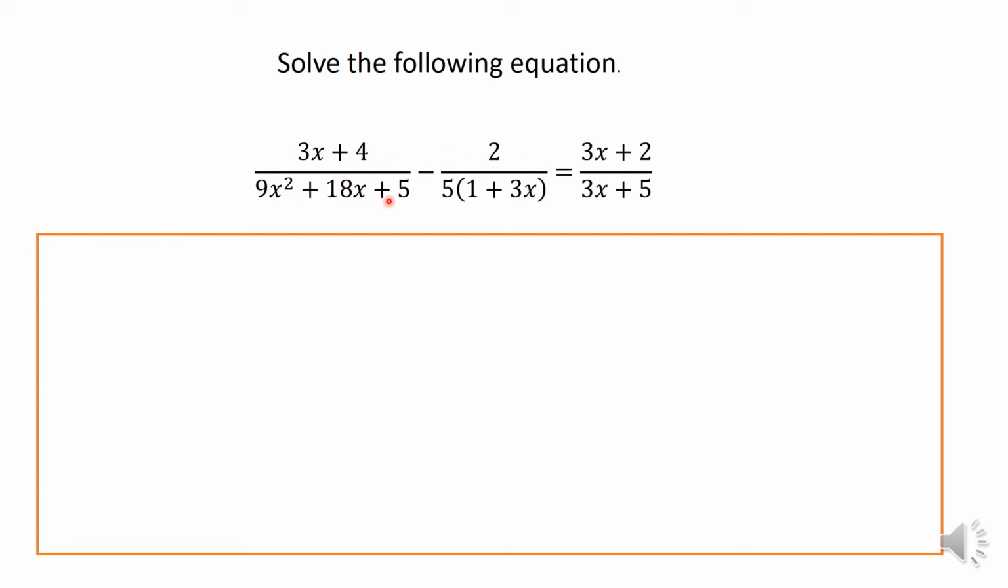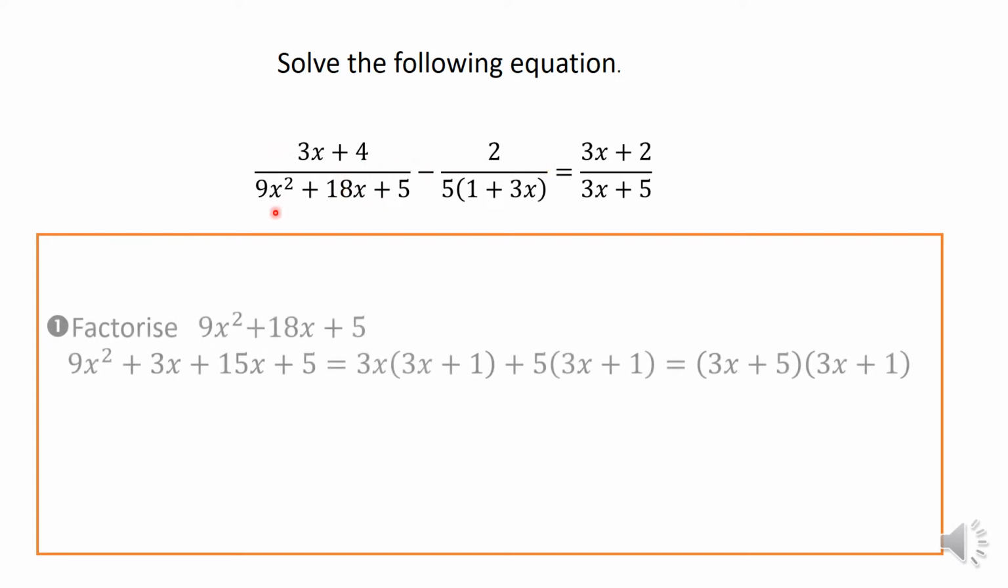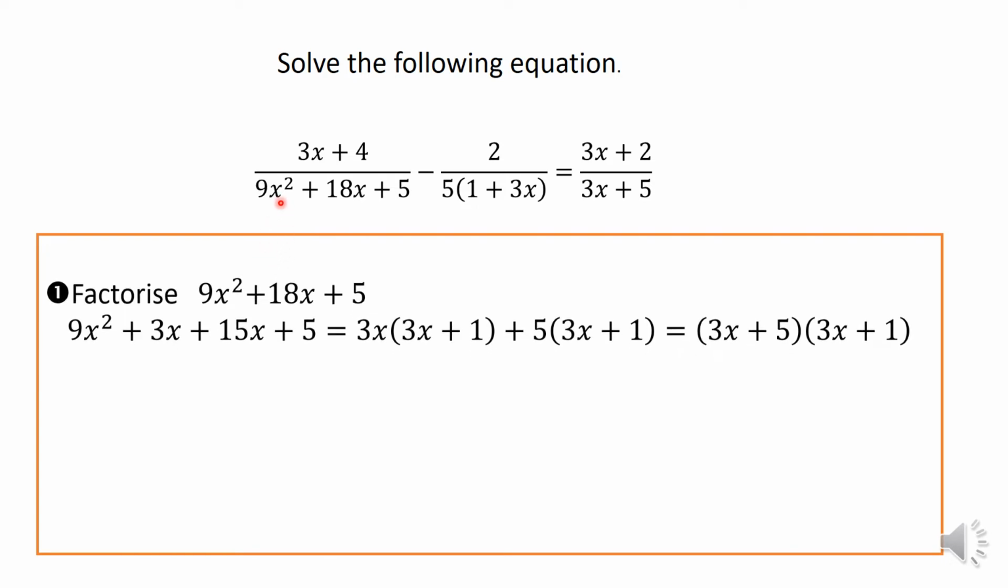The first thing that we have to do is factorize this part here, the 9x squared plus 18x plus 5. If you have done that, and I did it here under, you will see that you arrive at this factored expression here, 3x plus 5 and 3x plus 1. That is the very first thing I would advise you to do.